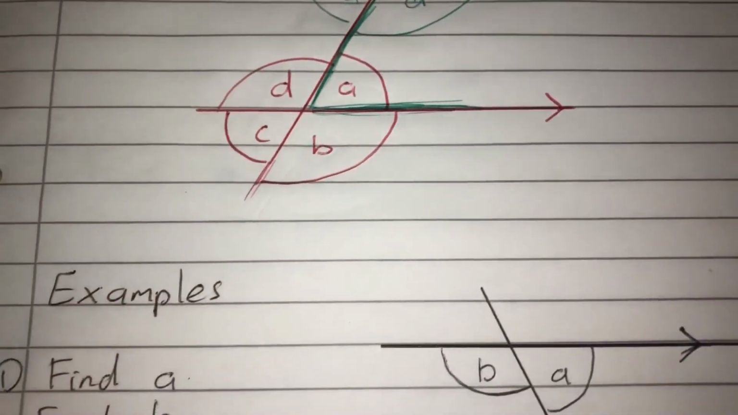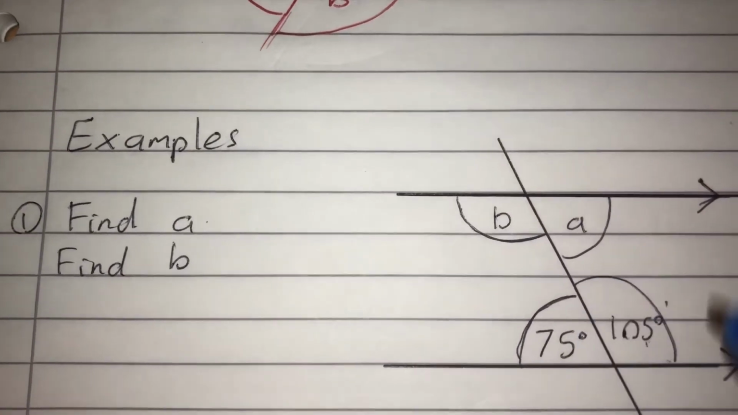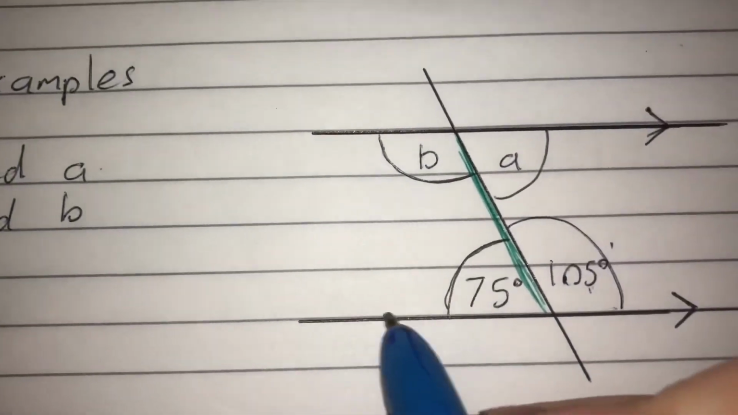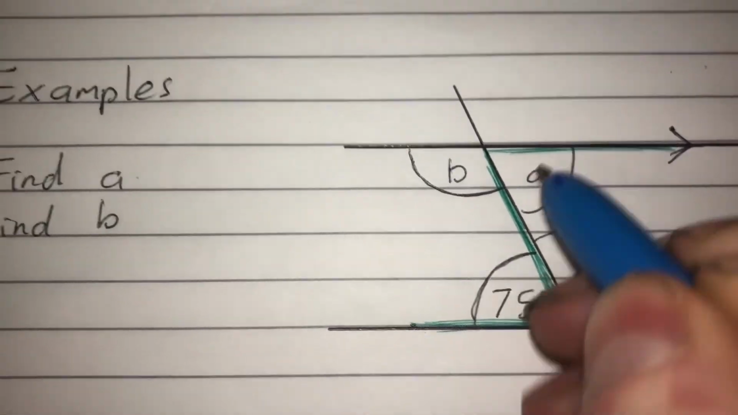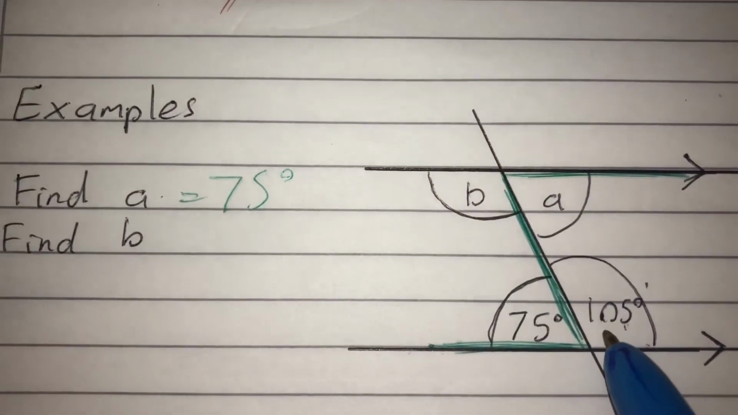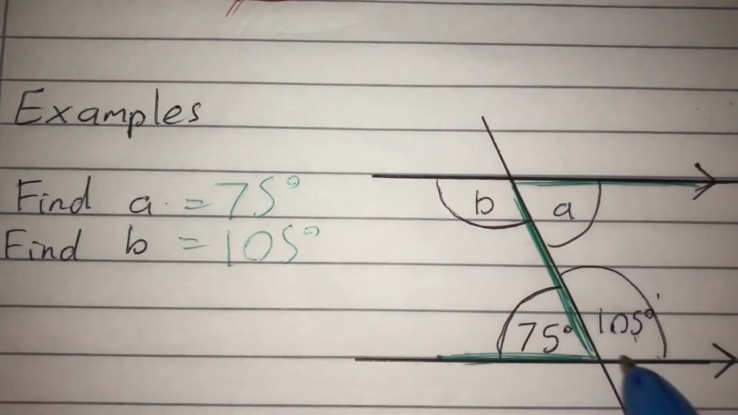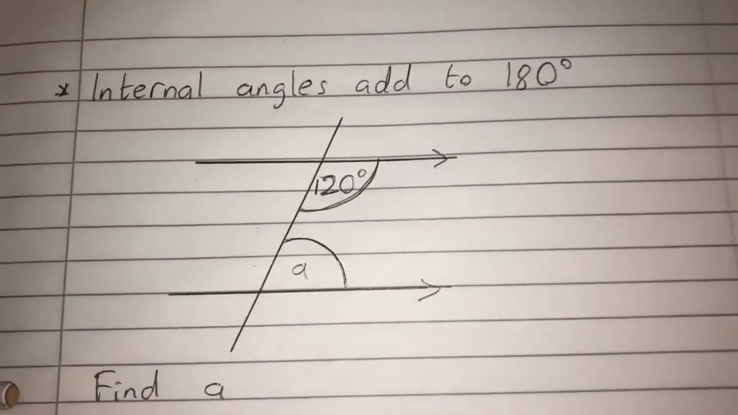And now we'll just look at some of the types of questions we might be asked. So A, and again using our Z shape. There's A and A, so A equals 75 degrees. B, using that Z shape again, is 105 degrees. You could use the Z shape that way. All right. The last rule we're going to look at is just internal angles.